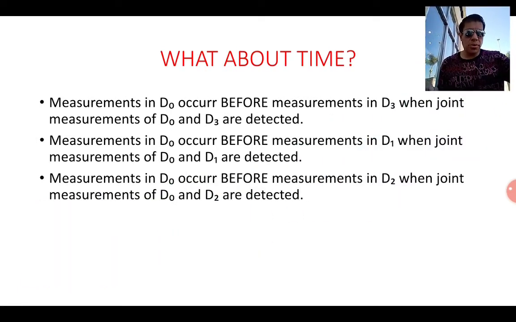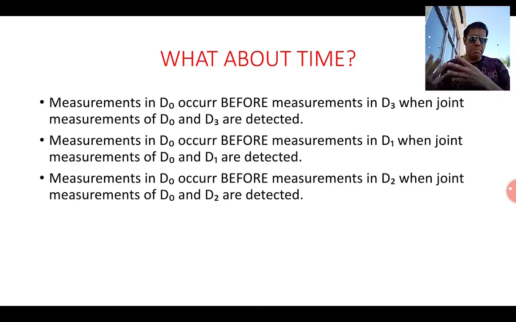Okay, this is where it starts getting interesting, because remember, the point of delayed choice experiments is to show that the past of a system, the history of a system, can be changed in the future, right? And notice that a measurement of D0 occurs before measurements of D3 when joint measurements of D0 and D3 are detected. Okay, now let me go back a little bit.